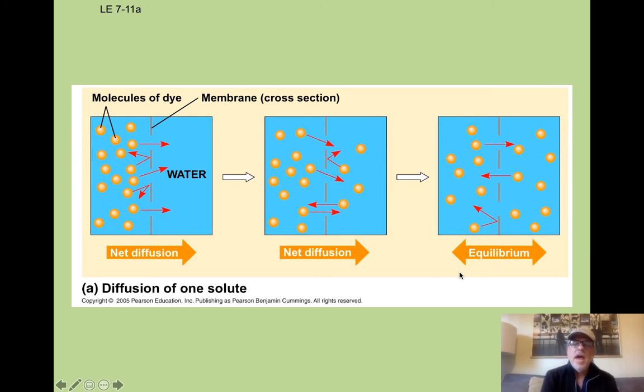the same color. And it's important to notice here that when we say equilibrium, we don't mean a lack of movement. The molecules of dye are still moving from one side to the other, but the rate of dye molecules moving from the right side to the left side and the rate of the dye molecules moving from the left side to the right side is equal. So the net movement is zero at that point.